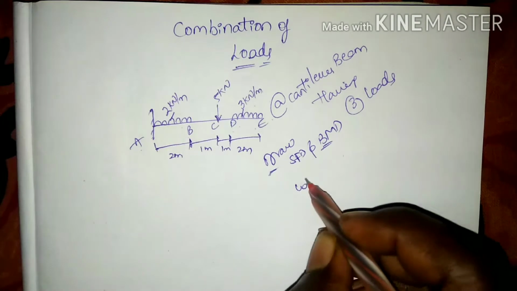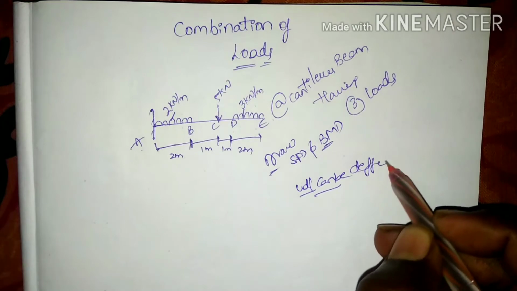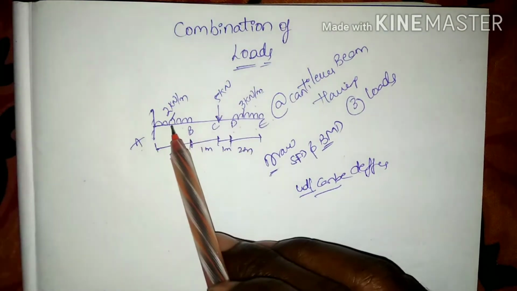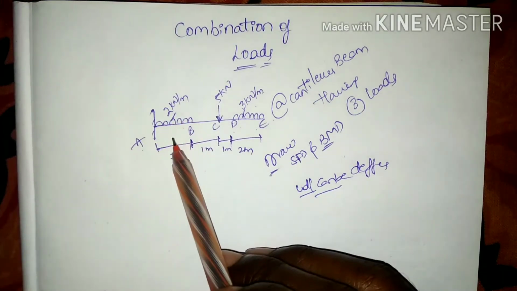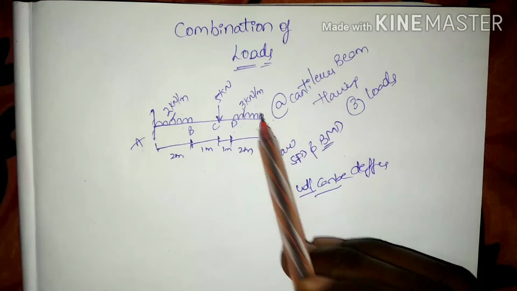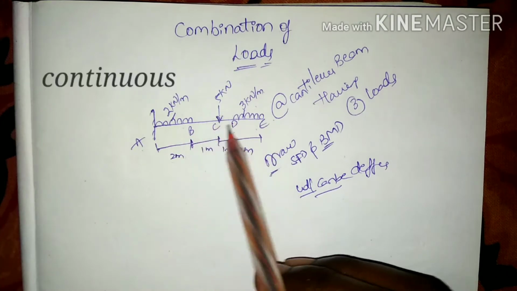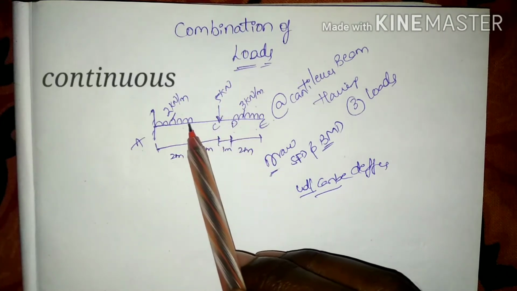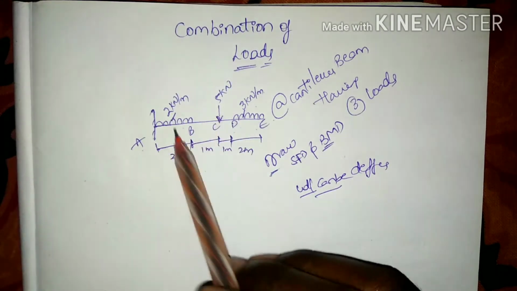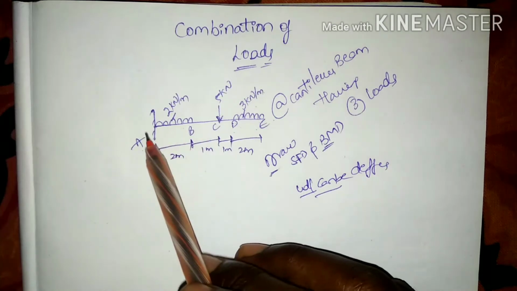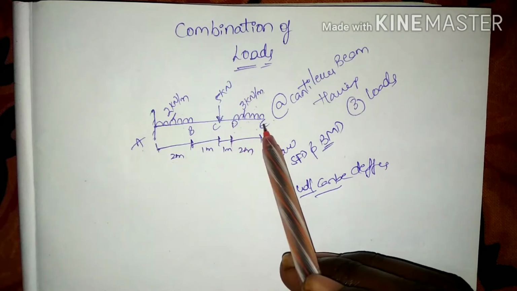Here the UDL can differ for the two spans. For 2 meters it is 2 kN per meter, and here also for 2 meters it is 3 kN per meter, but from here to here there is no UDL because there is no attachment, since the magnitude values may differ. This UDL is acting only for the A to B span, and this UDL is going to act for D to E.